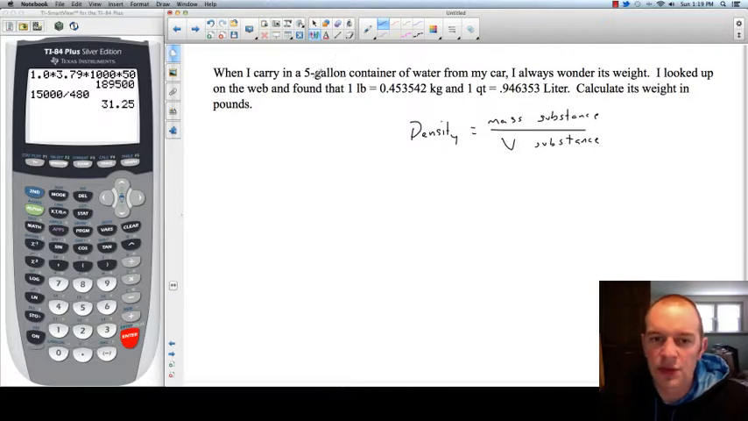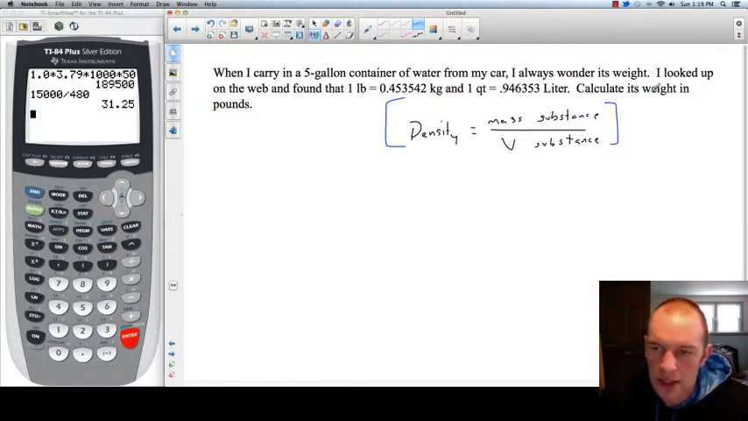So we're starting with a liquid measure, a volume measure in gallons. We're trying to get to a weight measure in pounds. So it should make sense immediately that density is going to have to come in here at some point, because we're going to have to convert from our volume into our weight.